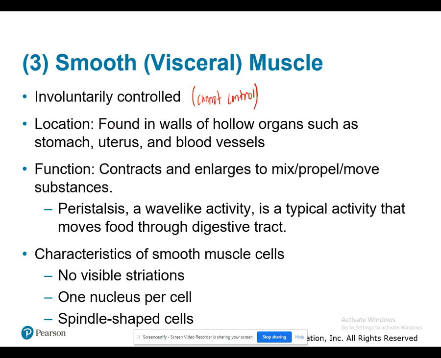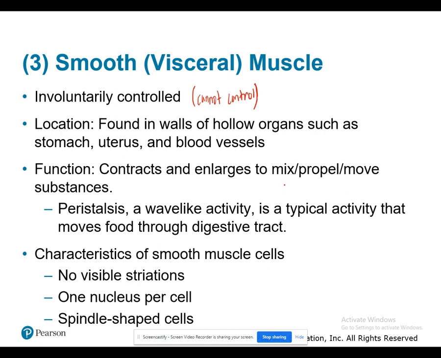So some locations of where you can find it is in the hollow organs. So your stomach, your uterus, your blood vessels. You don't have to say, okay, stomach, digest my food, or hey, uterus, make sure that you're telling me when I need to pee, or blood vessels, you don't have to say, okay, get wider or get smaller. In fact, your brain involuntarily controls all that. You don't have to think about it. It does it automatically.